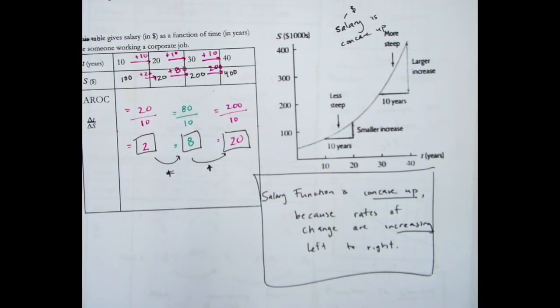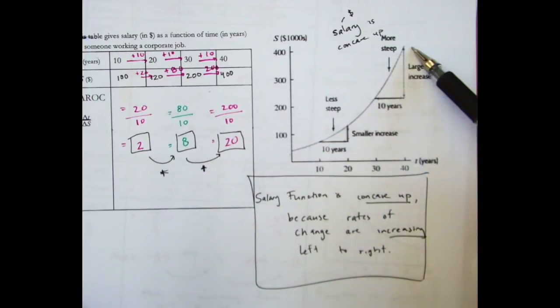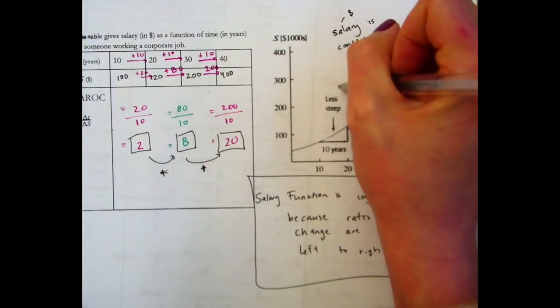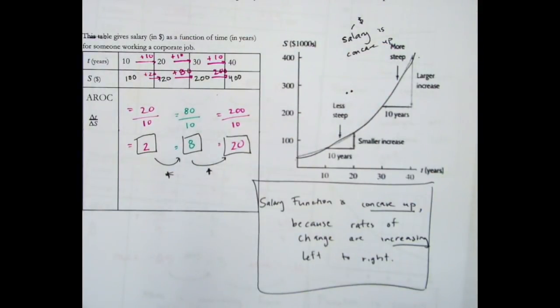And we could double check my graph. Does my graph look like a smile or a frown? Definitely looks like the curve of a smile face. So I can make sure that my math is right by looking at the graph and seeing that it's concave up indeed.